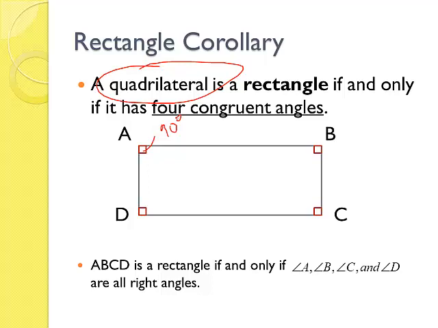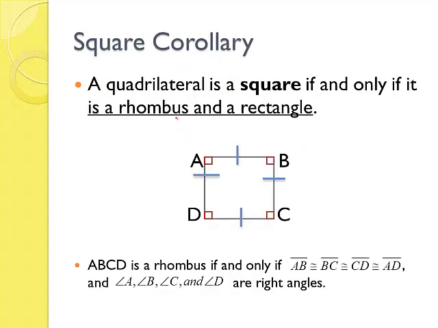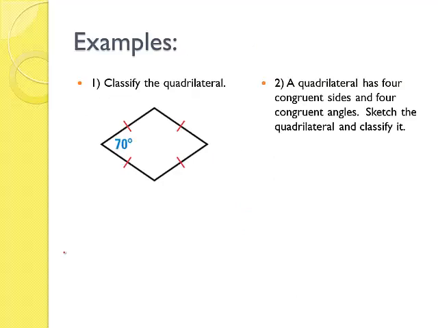If we combine the two, the rhombus and the rectangle, together, we get a square. So a quadrilateral that is a rhombus and a rectangle has all the properties of a rhombus and a rectangle combined. And the other thing you need to remember is that all of these are still parallelograms. So you need to remember the 6 properties of the parallelograms plus the special properties of the rectangle, the square, and the rhombus.